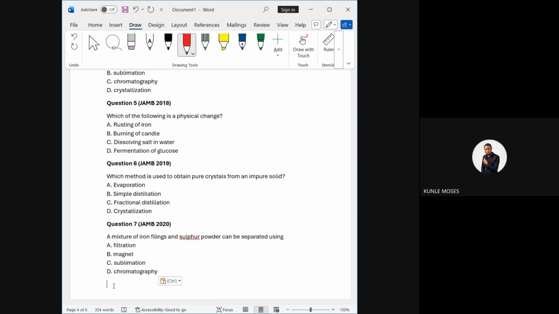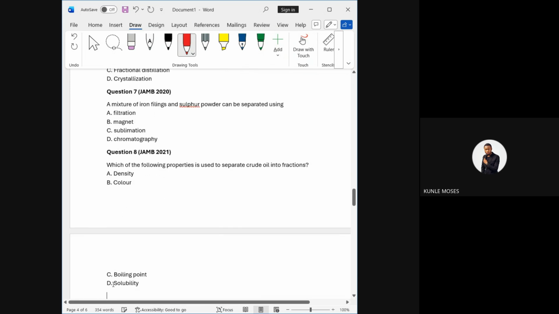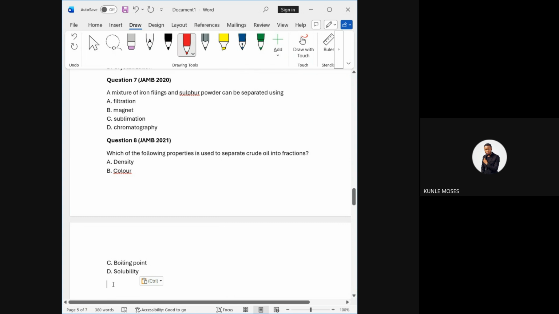Anytime you hear the word magnet in your question, like iron, aluminium, anything that can attract magnets, it is magnets. Looking at it, it can never be filtration. It's not sublimation, it's not chromatography, so it's magnets. Gift is winning today. You've answered three out of three. Do you want to collect my money, Abby? Don't worry, I will give it to you. I promise you.